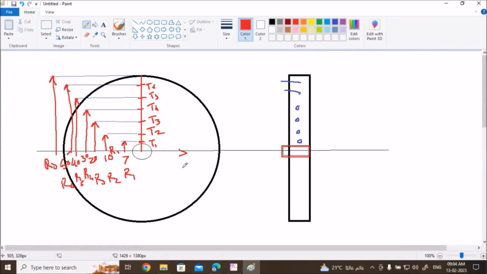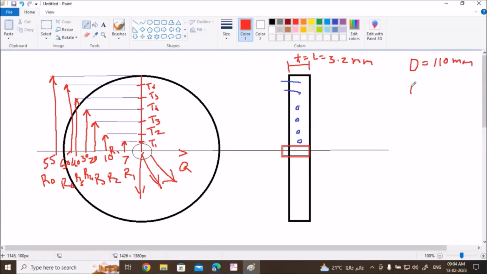Now heat is flowing radially outward, Q like this, like this. The thickness of the plate is given to you, L is equal to 3.2 millimeter. So diameter of disc is 110 milli, so you can find RO is equal to 55 milli. Okay, so thickness is given and radius is given and thermocouple distance is given.